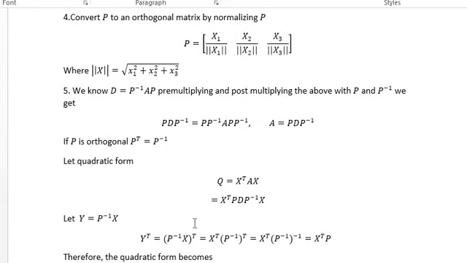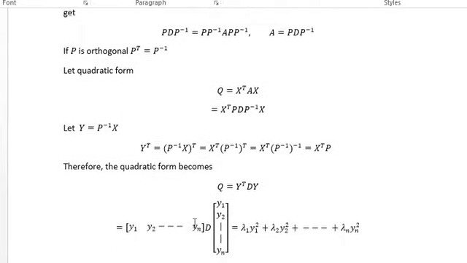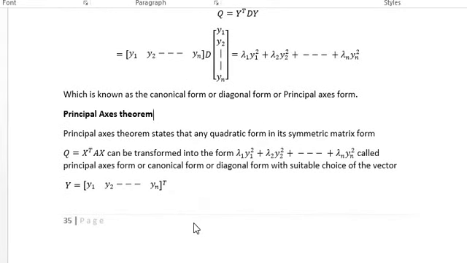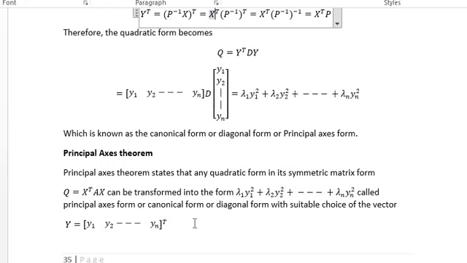Reason is that we know that if P is an orthogonal matrix, P transpose is the same as P inverse. So we obtain Y transpose is equal to X transpose into P, where P is the model matrix. Therefore, the quadratic form becomes Q is equal to Y transpose into D into Y.